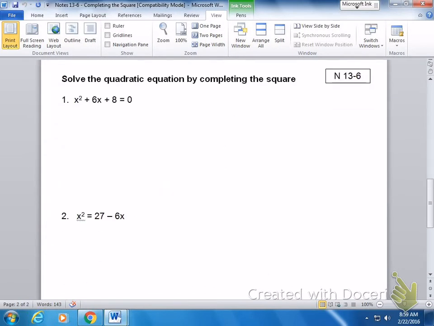So step 1 is move our c to the other side. So I'm going to subtract 8 on both sides of this one. So now I have x squared plus 6x, but I'm going to leave some space. I'm going to put that equals negative 8 on the other side.